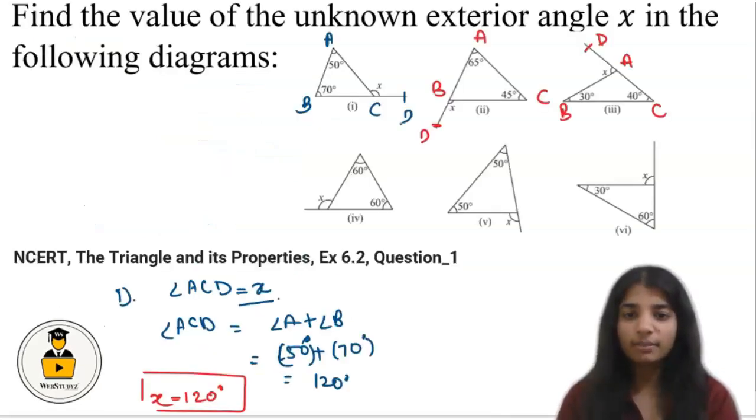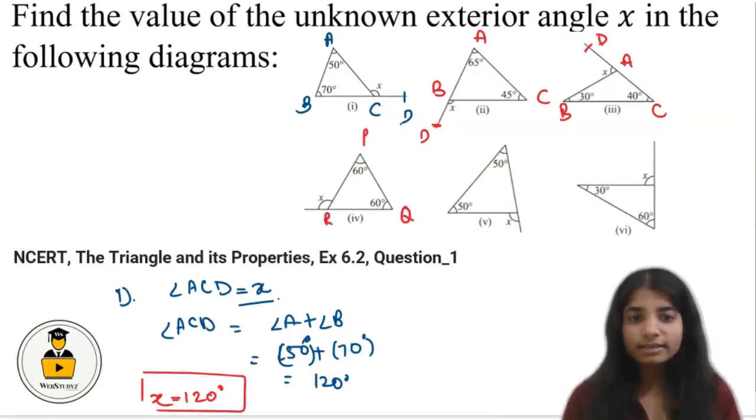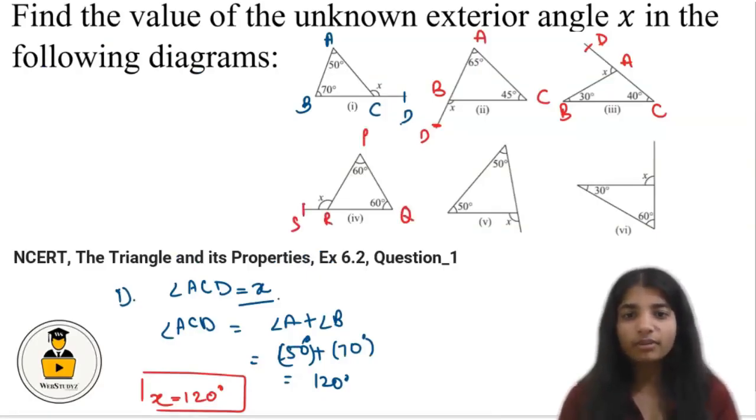Now let's discuss part 4. Let's say we are naming this PQR, and this is S. We have to find out the value of PRS. Angle PRS is what we need to find out.